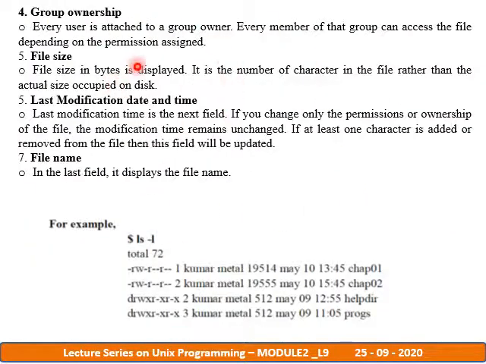Next is about the group ownership. When a user is attached to a group owner, suppose that particular user is attached to one more or another group, so that name will be established. Every member, whatever users log in to the Unix environment, every member of that group can access the file depending on the permission assigned.